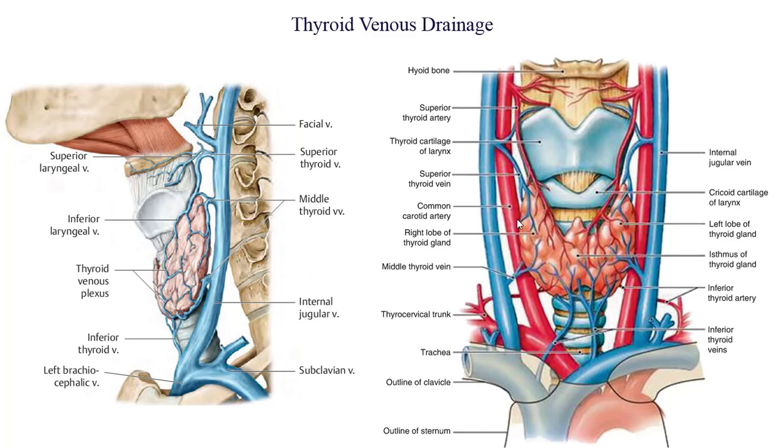The superior thyroid veins drain the superior aspect of the thyroid gland, and they travel very near to superior thyroid arteries. These veins travel toward the carotid sheath and drain into the internal jugular vein. The middle thyroid vein exits the lateral side of the thyroid gland and also drains into the internal jugular vein.